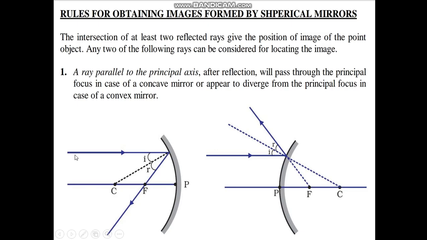So first rule is, when the incident ray is parallel to the principal axis, the reflected ray will pass through the focus. Here this is the focus. So the reflected ray is passing through the focus. Similarly here, this is the incident ray and it is reflecting in this direction. If we stretch it backwards, then it will meet at the focus. So this is the first rule.